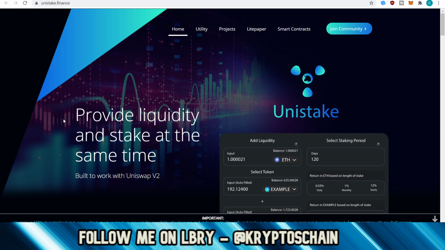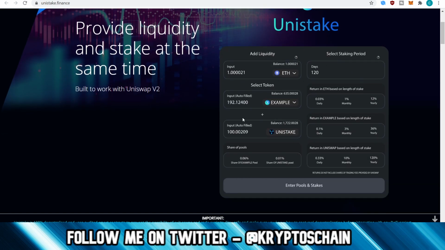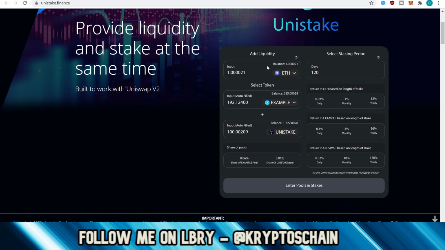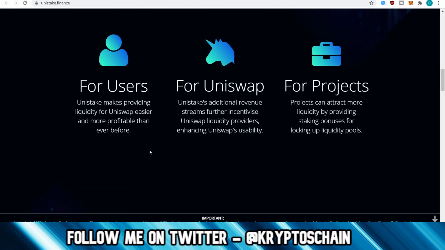Now, they are built to work with Uniswap version 2. Okay, so that's the latest version of Uniswap, and this is how their platform is going to look. It's not live yet because it's still in the early days. They've recently just launched their token. So we can see here that you can add liquidity, and you can also select a staking period, and it'll tell you what your estimated return is based on the length of your stake. Now let's take a look to see what it's all about.